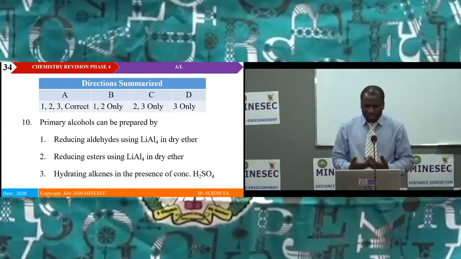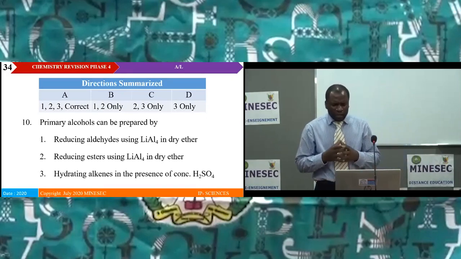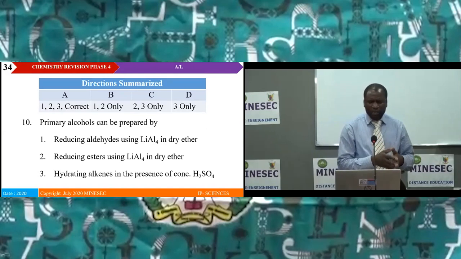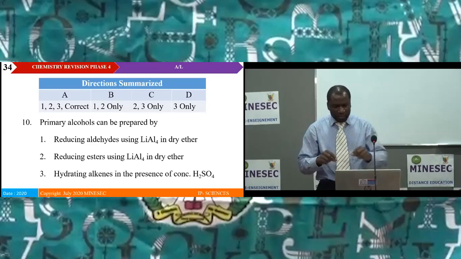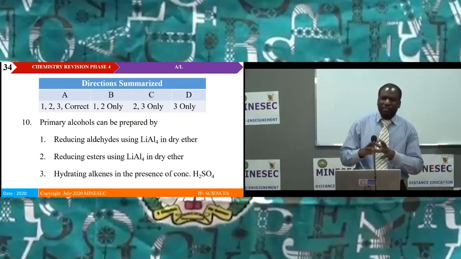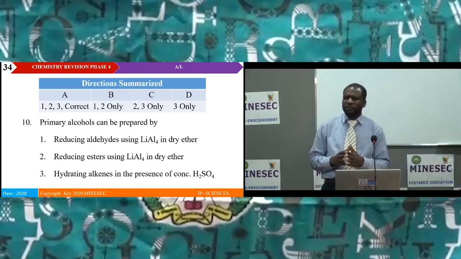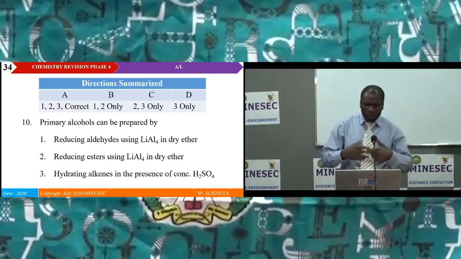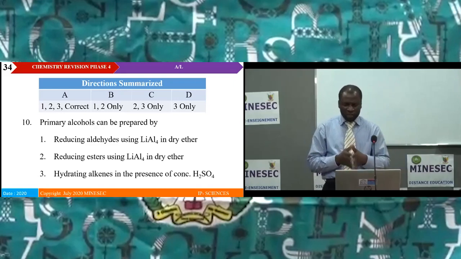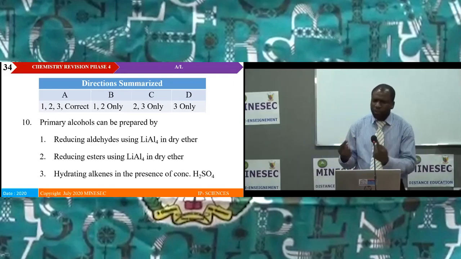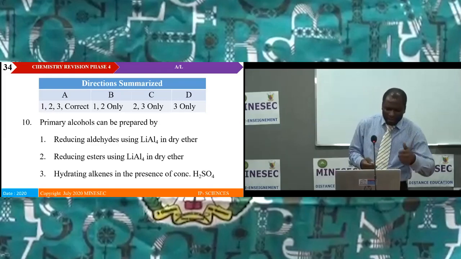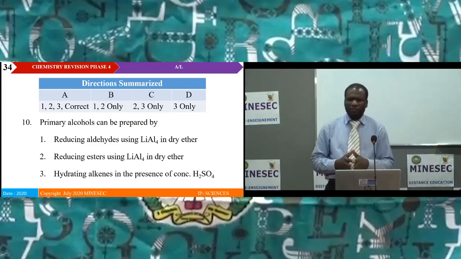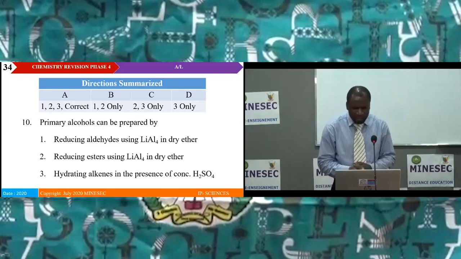For statement 3, if we are to obtain primary alcohols, then it depends on the nature of the alkene. But here we're just being given hydrated alkenes. The structure has not been specified. So we can either obtain secondary or primary alcohols if alkenes are hydrated using concentrated sulfuric acid. So the primary alcohol will depend on the structure, and the structure has not been specified. Only statements 1 and 2 are perfectly correct. So the option there is B.